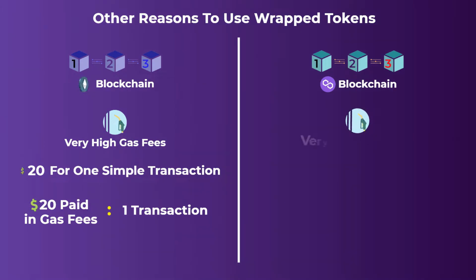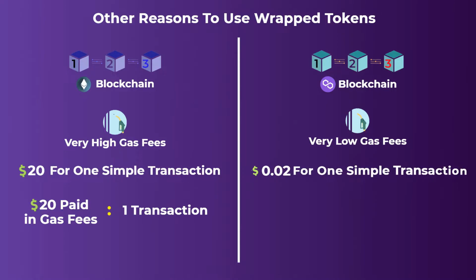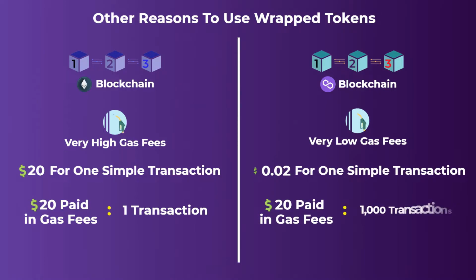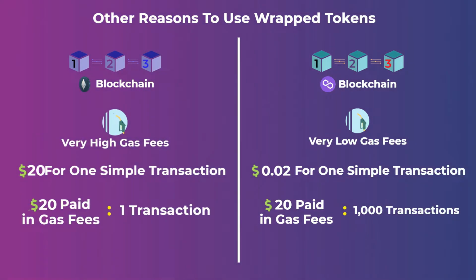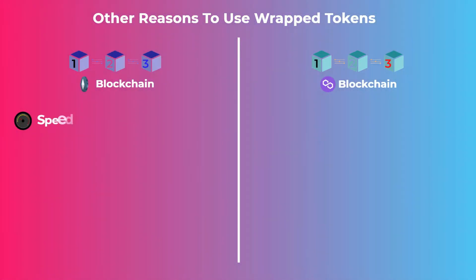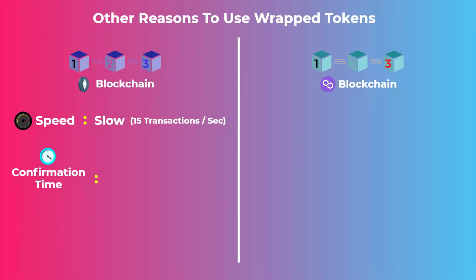in gas fees. So, to put that in perspective, the gas fee you pay for one transaction on the Ethereum blockchain can be used to make 1,000 transactions on the Polygon network. Other than that, the Ethereum blockchain is really slow. Right now, it can process only 15 transactions per second, and on average, a transaction may take from 15 seconds up to 5 minutes to get confirmed.